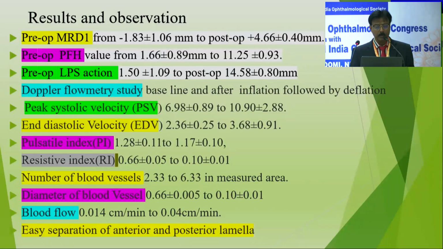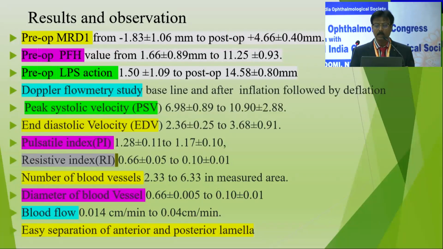And the Doppler study, peak systolic velocity is 6.98 to 10.90 centimeter per second, and diastolic velocity is 2.36 to 3.68 centimeter per second, and the pulsatility index. Pulsatility index is the peak systolic velocity minus end diastolic velocity divided by mean velocity. And the resistive index is 0.66 to 0.1.